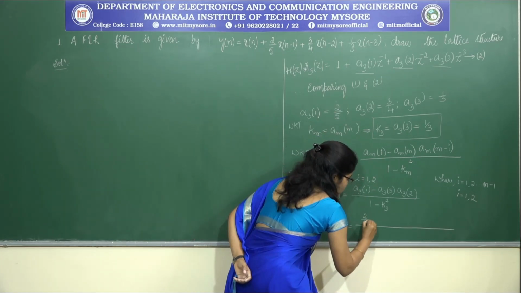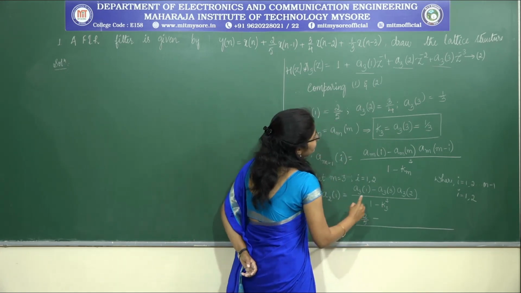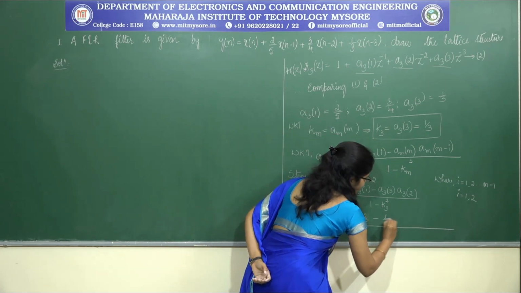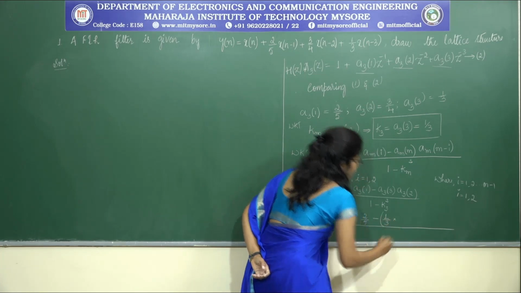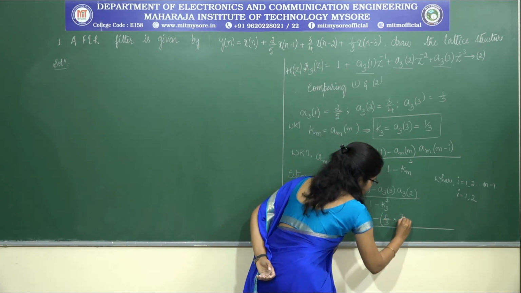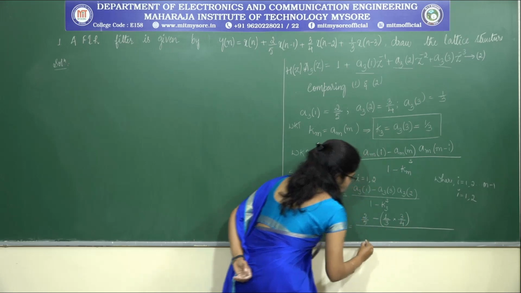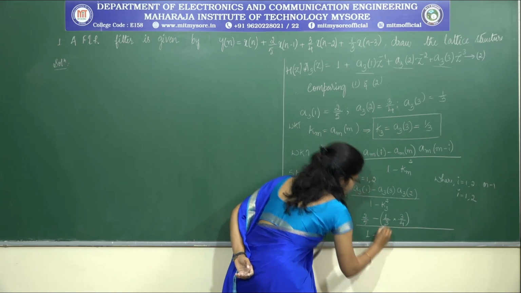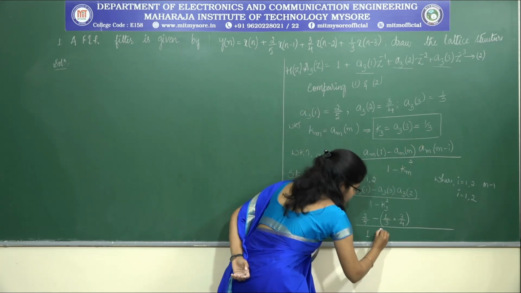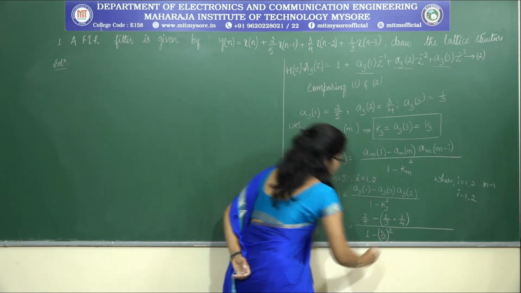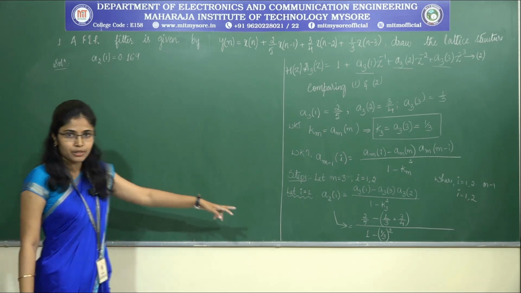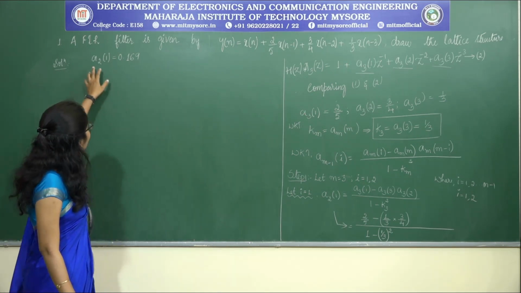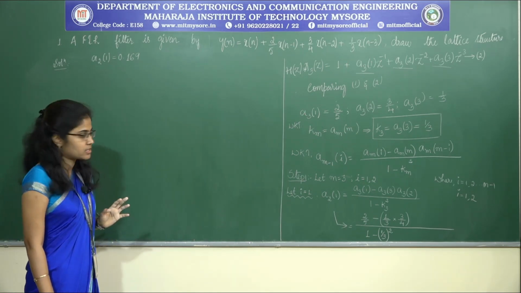Substitute it here. 2 by 5 minus a3 of 3, which is 1 by 3, into a3 of 2, which is 3 by 4, whole divided by 1 minus 1 by 3, the k3 value is 1 by 3, the whole square. So after simplifying that equation, the value of a2 of 1 is equal to 0.169.